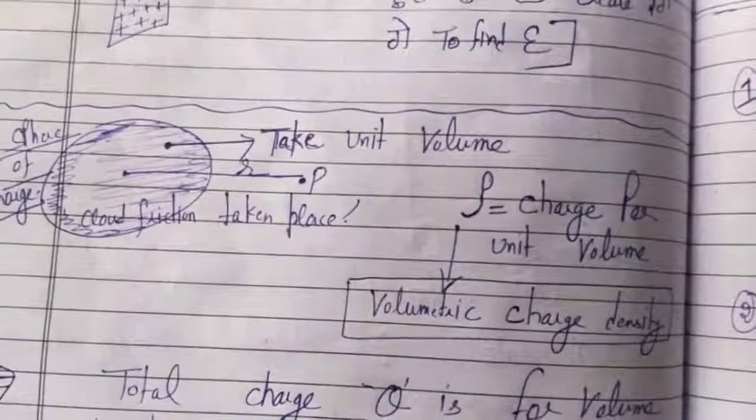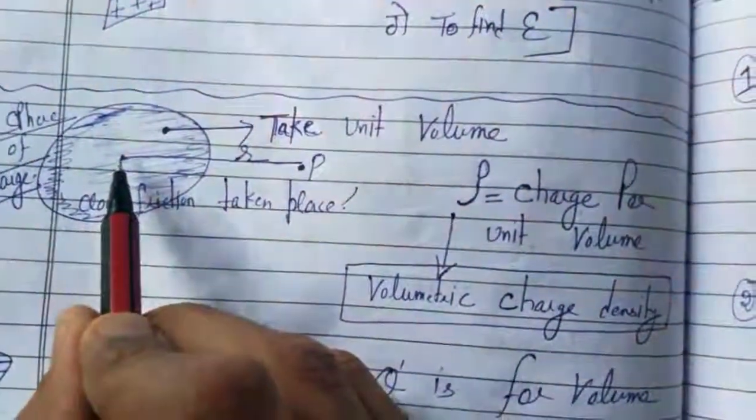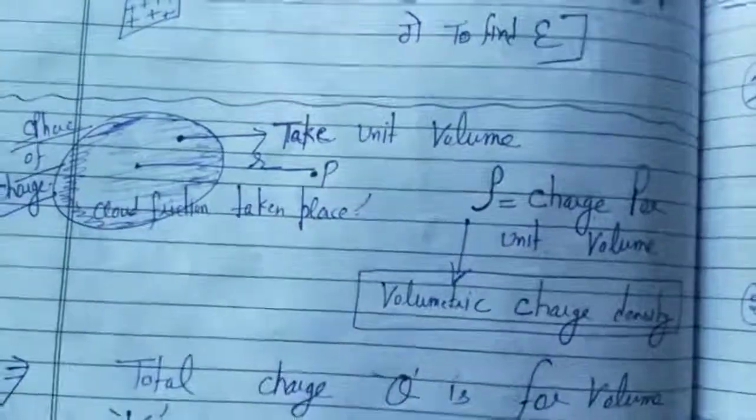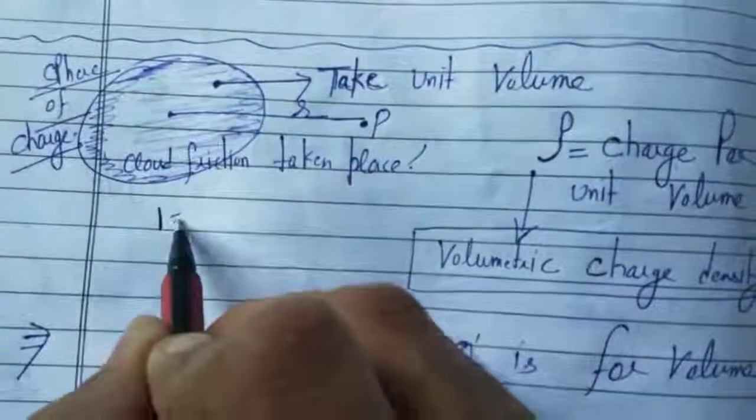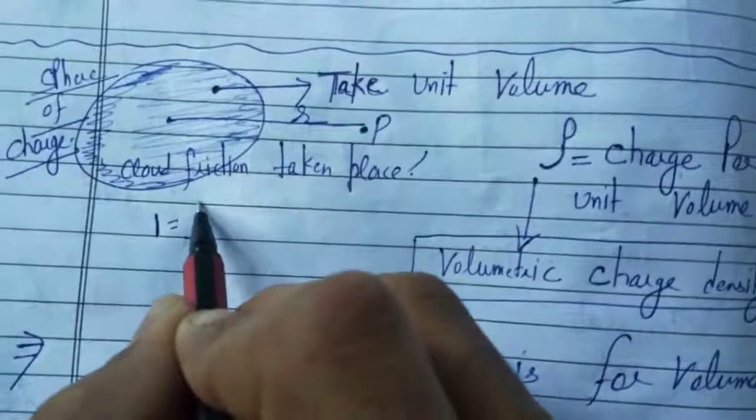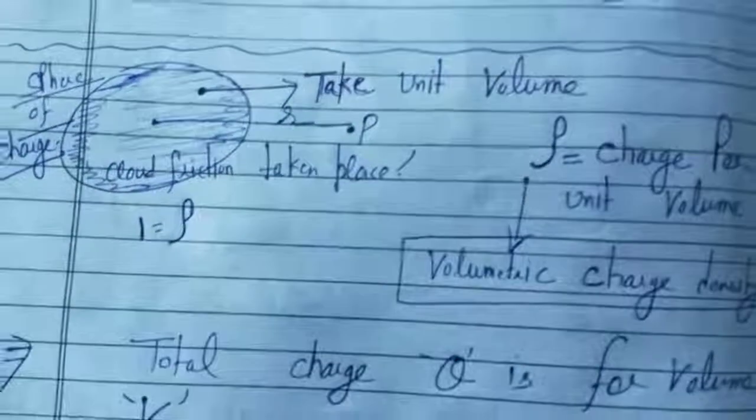So what we will do, we will take a small volume, a 1 unit volume. Suppose we are having only one volume. In one volume the charge present is this.